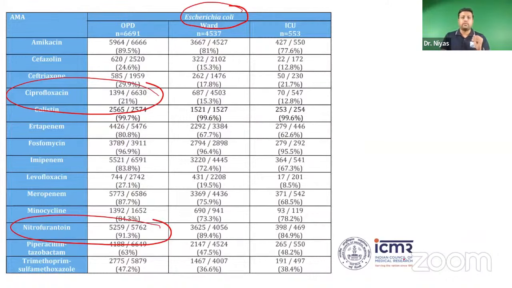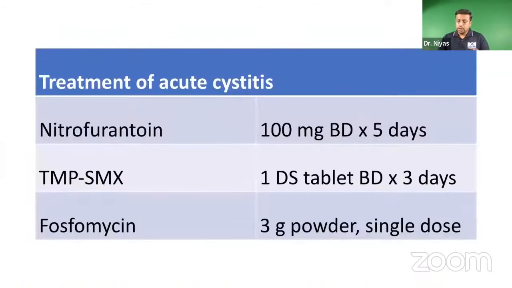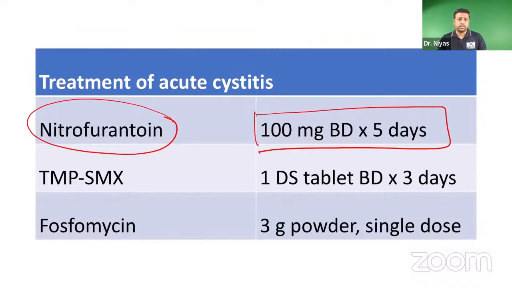It's a urinary antibiotic which achieves excellent concentration in the urinary tract. And look at its sensitivity. Around 91.3% of the isolates are susceptible, making it an excellent choice for treatment of acute cystitis in our setting. You have another antibiotic called fosfomycin, which has an even higher susceptibility, 96.9%. It can also be used. For treatment of acute cystitis in the Indian setting, nitrofurantoin will be considered the drug of choice, which can be given 100 milligrams BD for 5 days. So this is the treatment of acute cystitis.